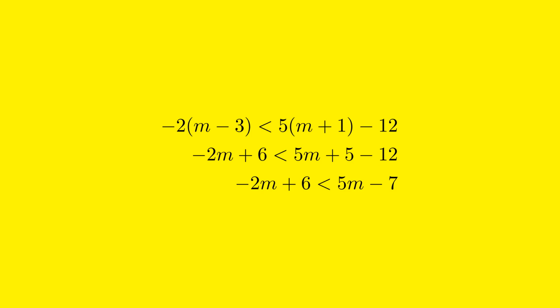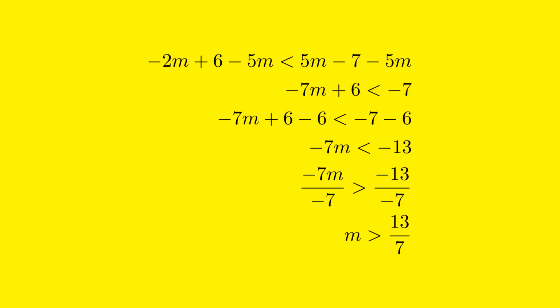On the right side, we distribute 5 into the expression m+1. This means we multiply 5 by each term inside. So 5 times m gives us 5m. Next, 5 times 1 gives us 5. Now the right side, 5 times m plus 1, becomes 5m plus 5. We then subtract 12 because the original inequality also has minus 12 on the right side. So 5m plus 5 minus 12 simplifies to 5m minus 7. After simplifying both sides, our inequality now reads -2m plus 6 is less than 5m minus 7.